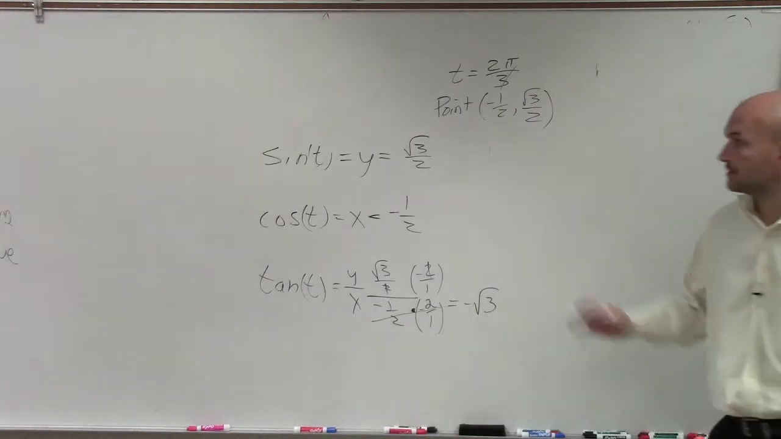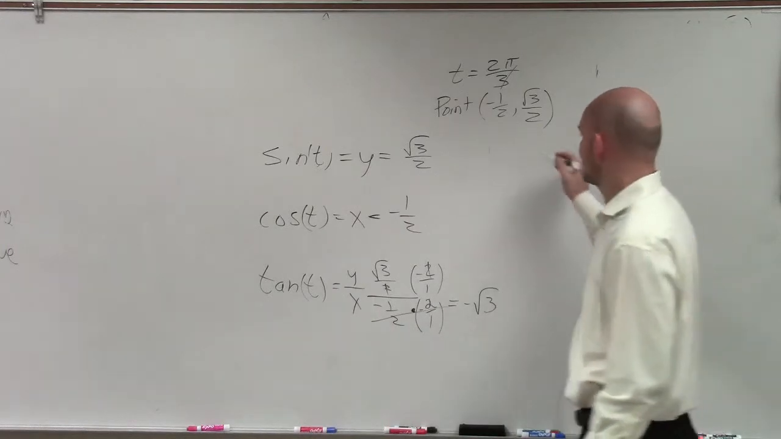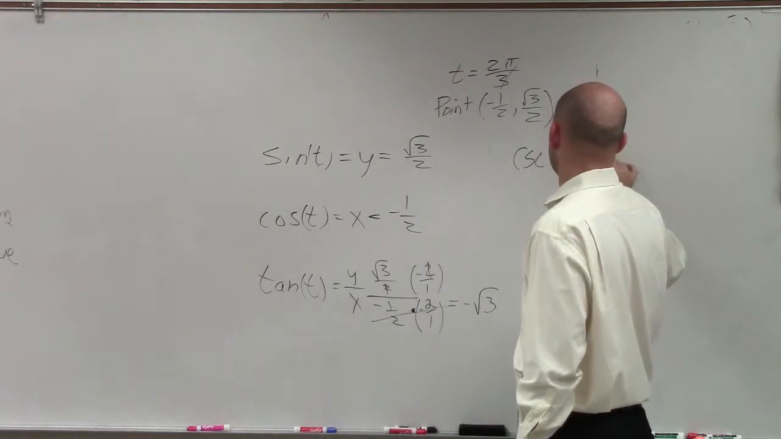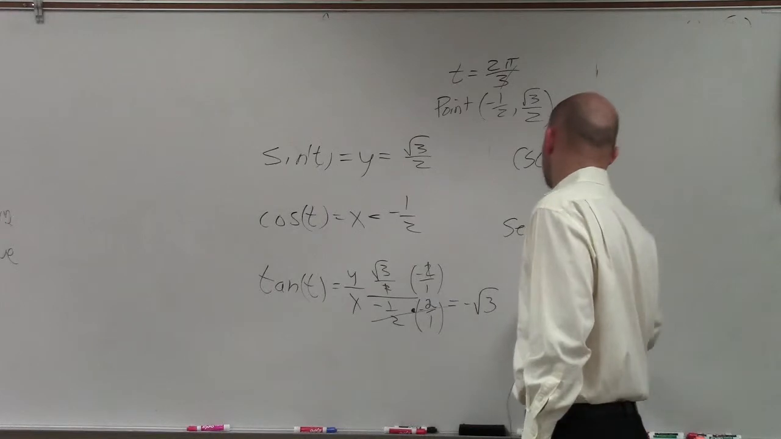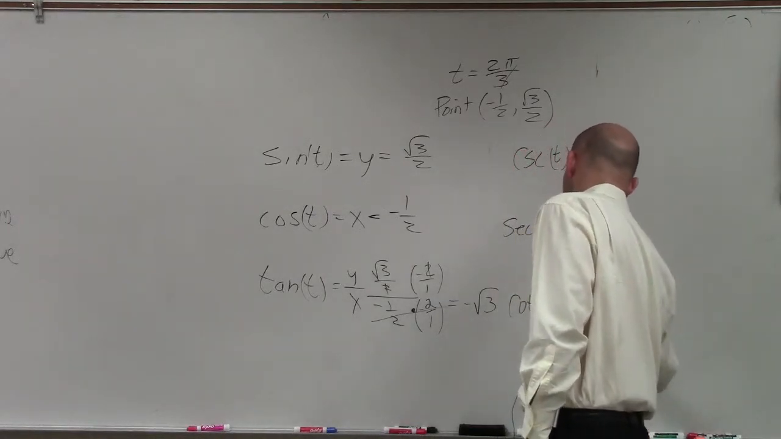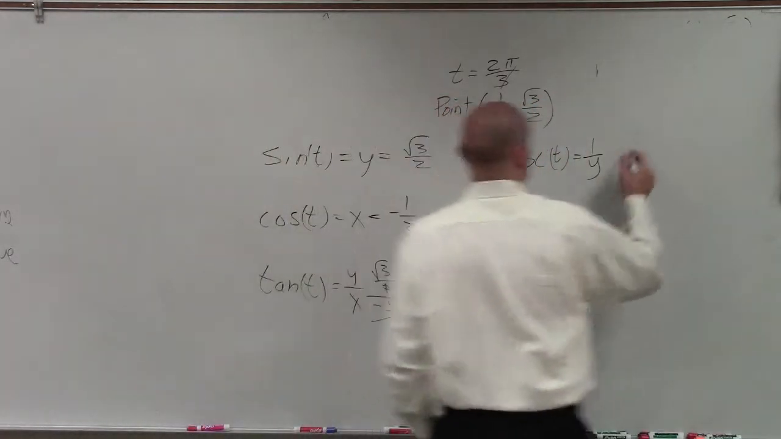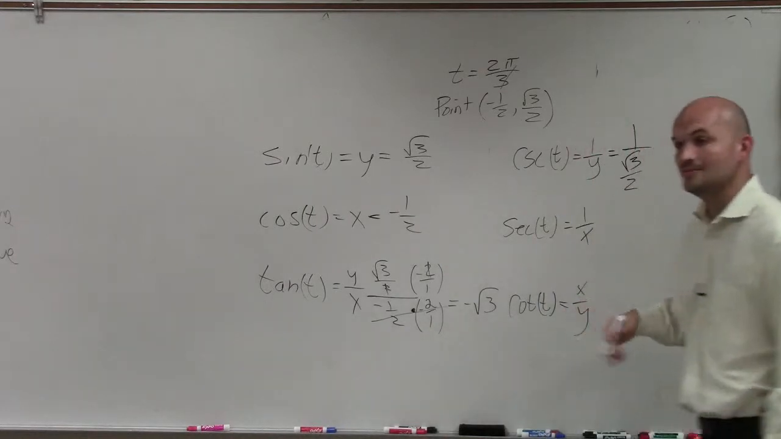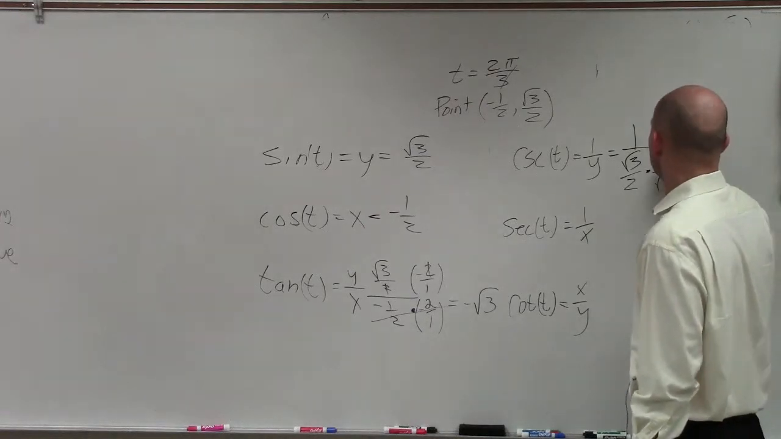OK? Now let's go over to the next type of videos. To the reciprocal functions. So the cosecant of t is equal to 1 over y. The secant of t is equal to 1 over x. And the cot, better known as cotangent of t, is equal to x over y. All right. So 1 over y. That is going to be equal to 1 over the square root of 3 over 2. Again, guys, we have to multiply by the reciprocal. 2 over square root of 3.